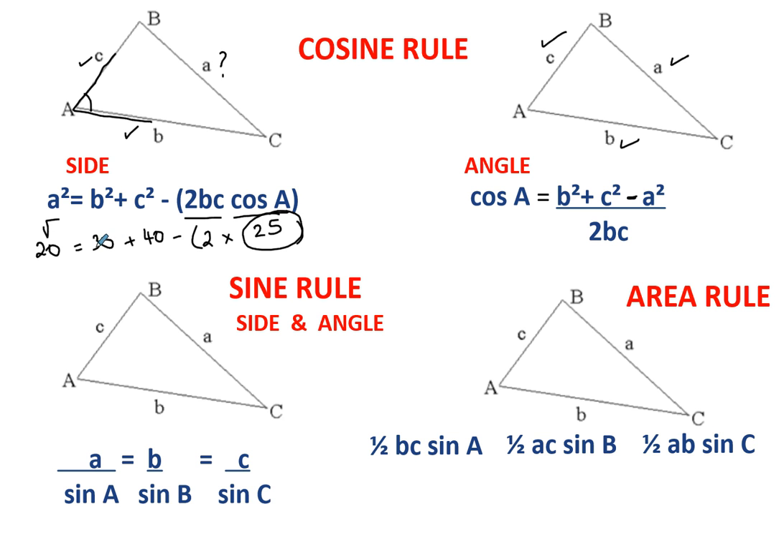Yeah? So we go 30 plus 40 minus 20 and then divided by 2. So that's what that is. Yeah? So the 25 is the 30 plus the 40 minus the 20, which will give you 50, and then divided by 2 will give you 25. Okay, so just make up some numbers and try to isolate that cos A.